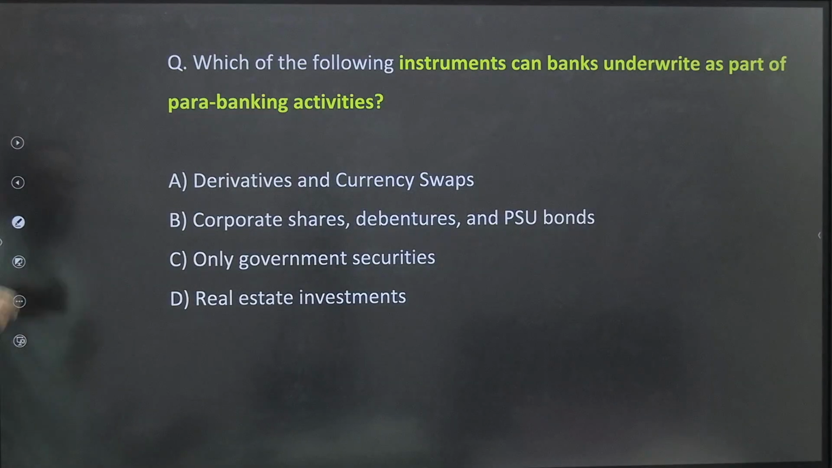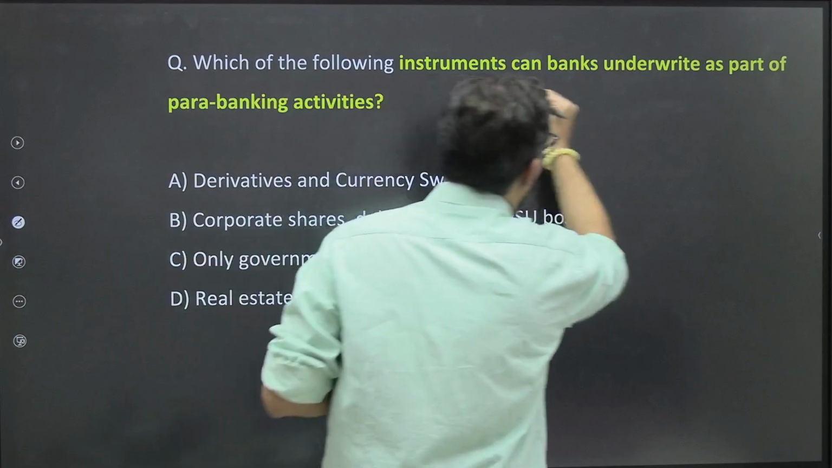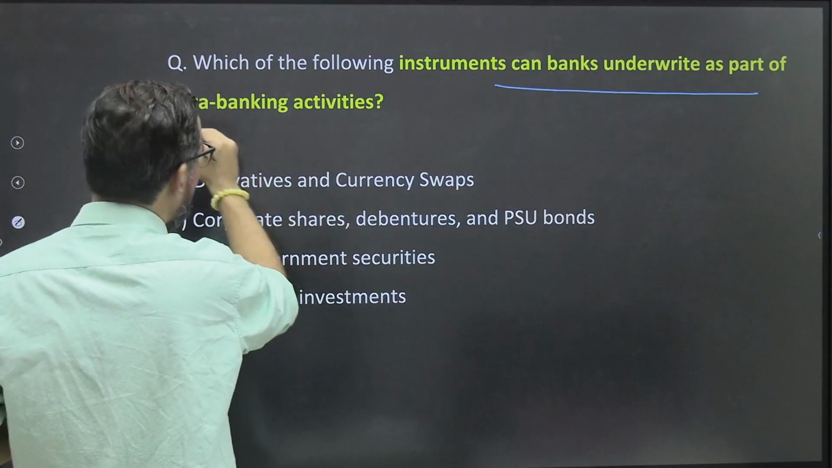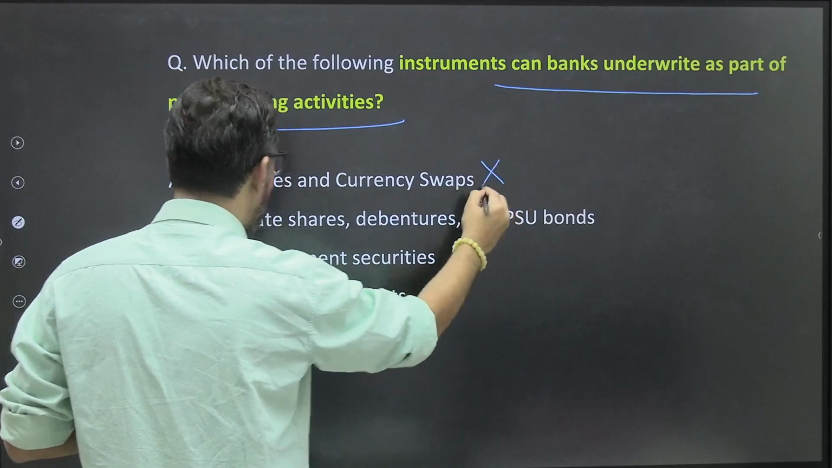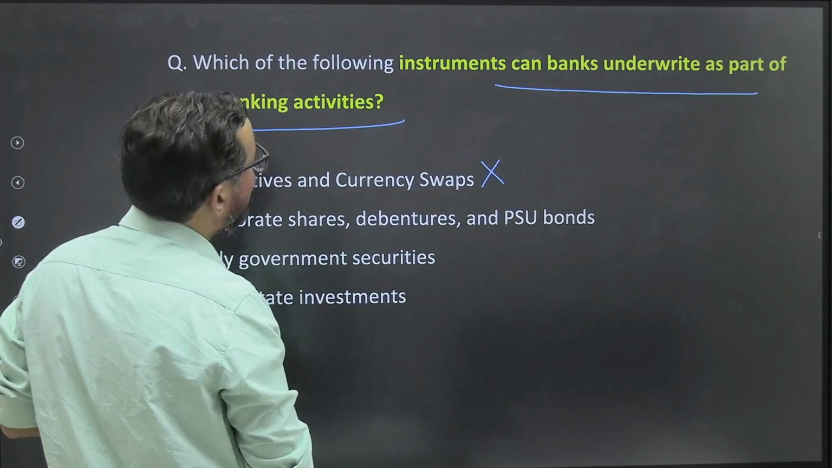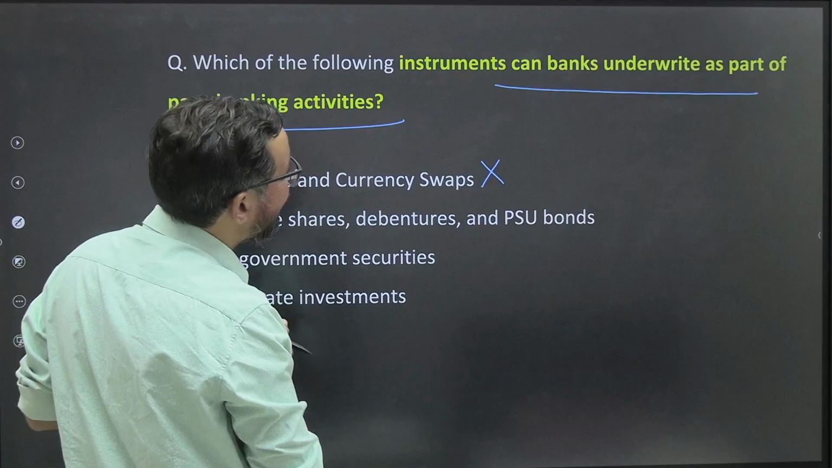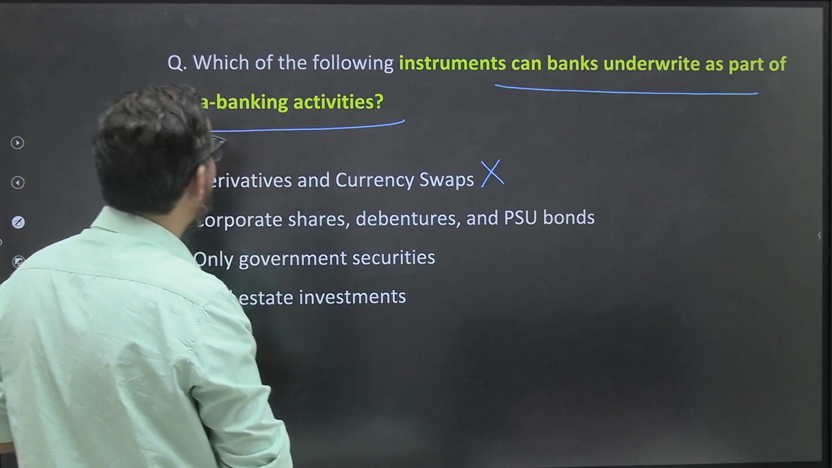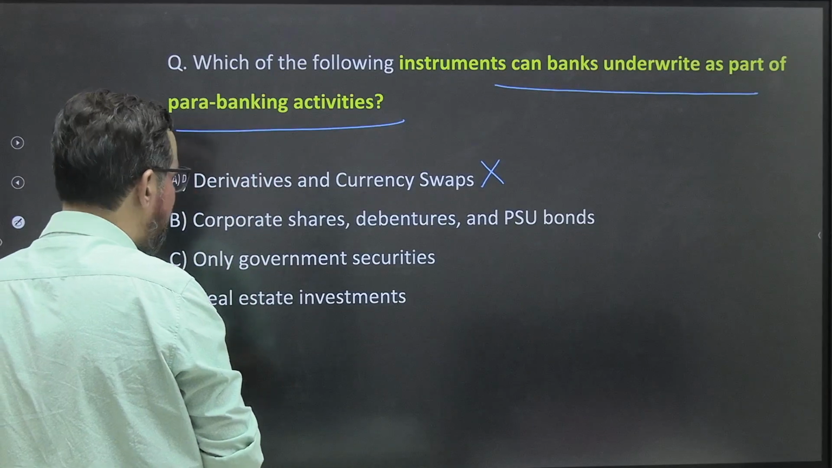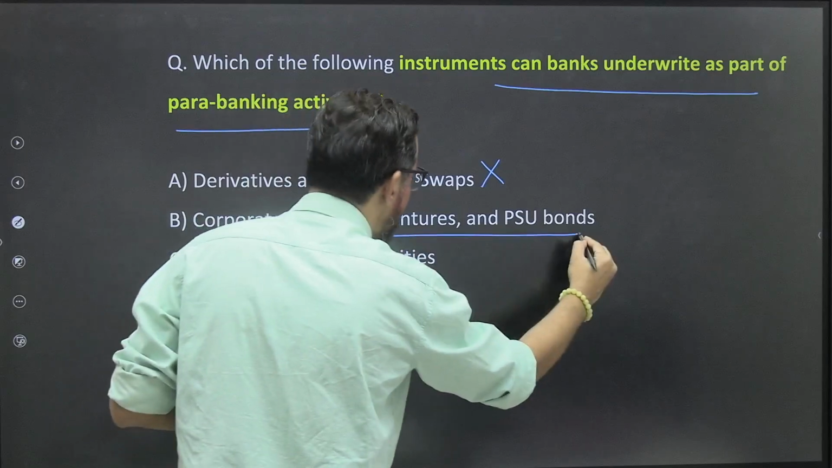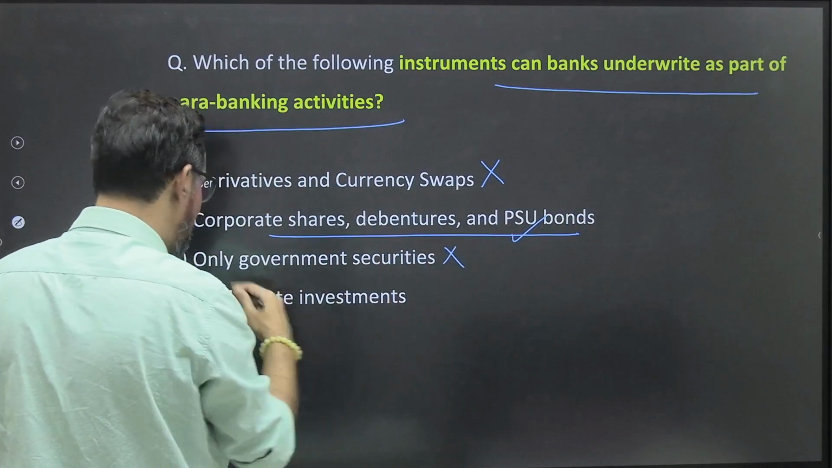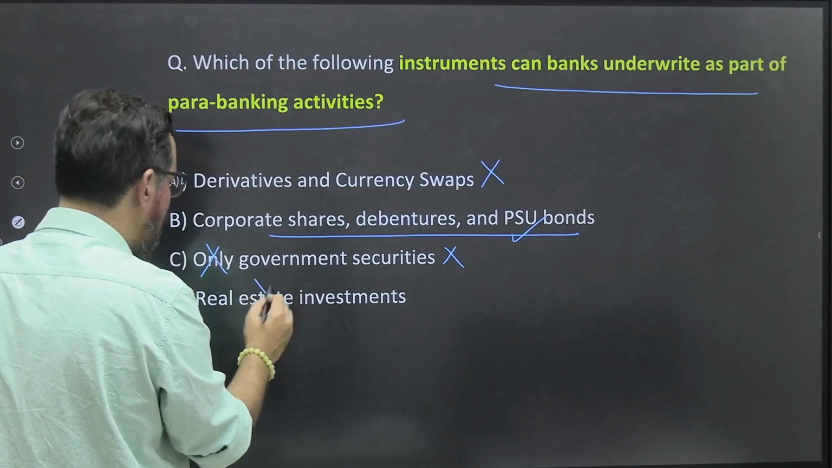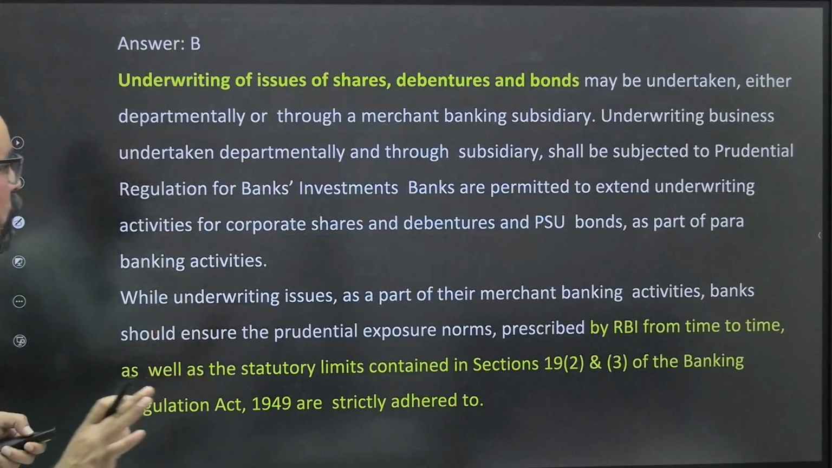ठीक है. नेक्स्ट वन, which of the following instrument can bank underwrite as a part of para banking activities? So derivative and currency swap, no. क्या है? Which of the following instrument can bank underwrite as a part of para banking activities? Corporate shares, debentures and PSUs, yes. Only government securities, not only. Real estate, no. So option B should be right answer for this particular one.